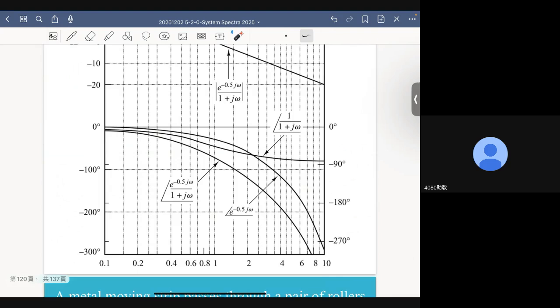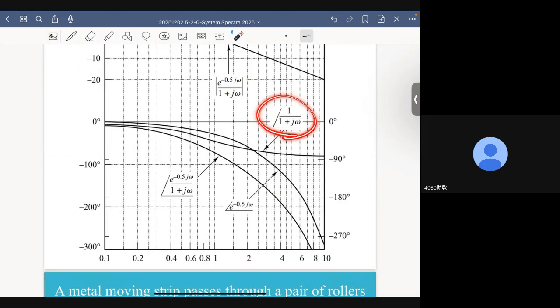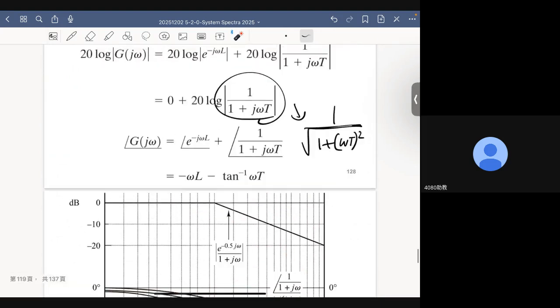Now, when it comes to the phase response, we have 2 components. First is this, the phase response of the first order system without any time delay. And it looks something like this, all right? And let's assume L is equal to 0.5. And this is the phase response of the time delay system. It does not appear to be a straight line, all right, like this.